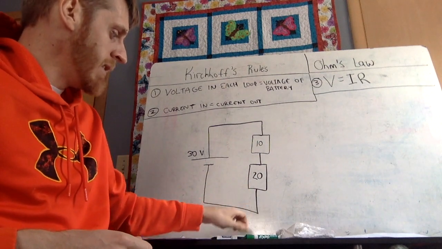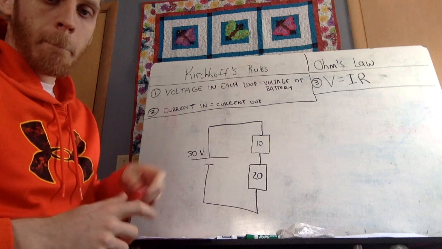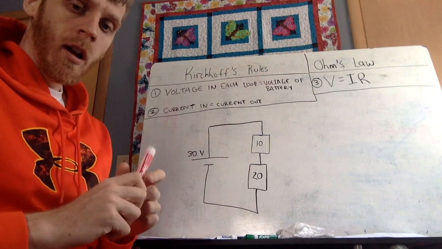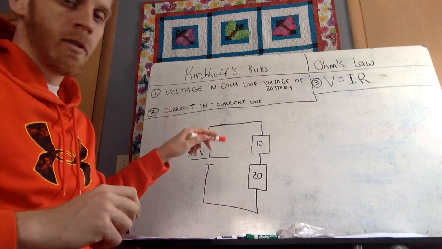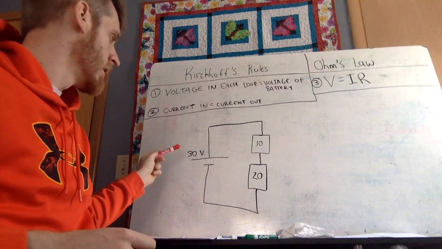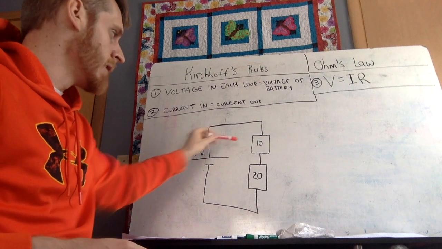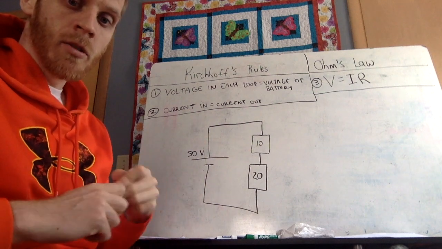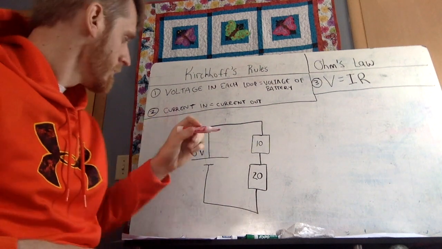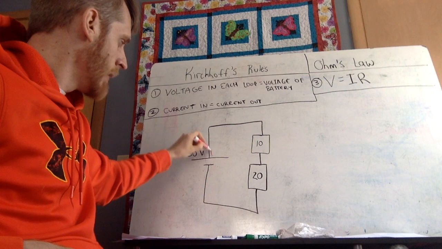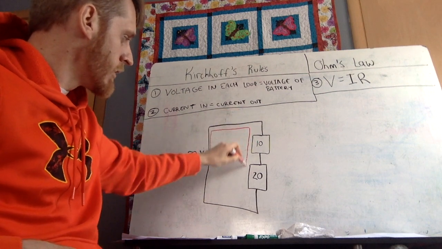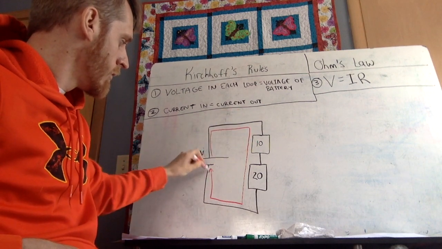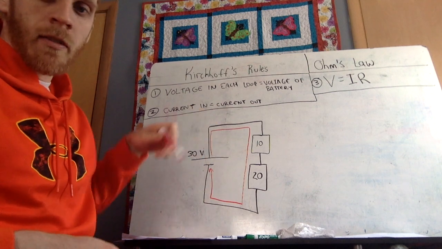So let's start with a real basic circuit here. This is a series circuit. Now before I do anything with the circuit, I'm going to describe what each thing is. So this is a 30 volt battery connected to a 10 ohm resistor and a 20 ohm resistor. And the first thing I want to do is draw with a red marker. I'm going to label the path electricity is going to take. It's going to go from the positive side of the battery around to the negative side of the battery.